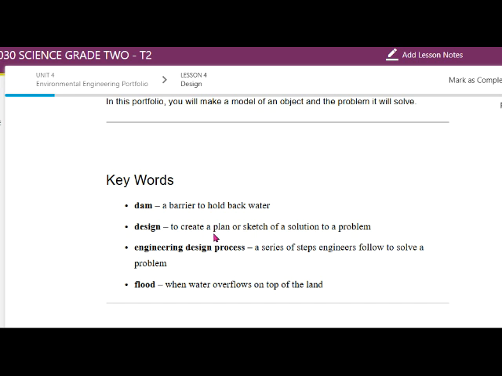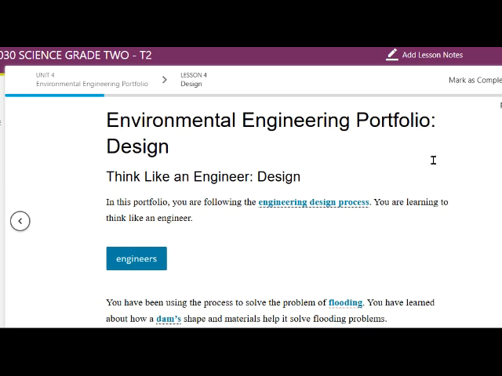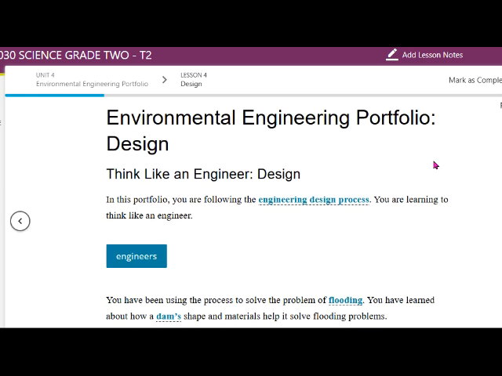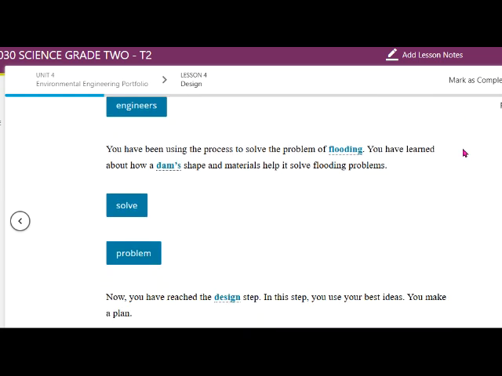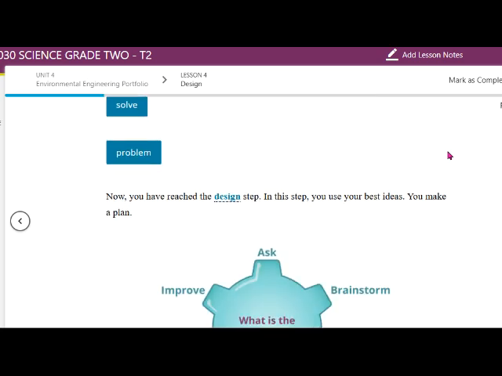Design means to create a plan or sketch of a solution to a problem. The engineering design process, a series of steps engineers follow to solve a problem. And a flood is when water overflows on top of the land. In this portfolio, you are following the engineering design process. You are learning to think like an engineer. You have been using the process to solve the problem of flooding. You have learned about how a dam's shape and materials help it solve flooding problems.